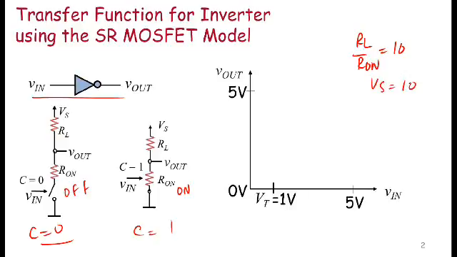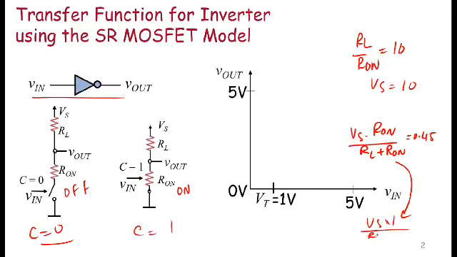So RL divided by R on equals 10 in my little example. I'm going to pick Vs equals 10. And so therefore, my expression Vs times R on divided by RL plus R on, which was the low output voltage, is going to be 0.45 volts. If RL divided by R on is 10, then this expression becomes Vs times 1 divided by RL divided by R on plus 1. So it's Vs divided by 11. And if Vs is 10 volts, then Vs divided by 11 is 0.45.